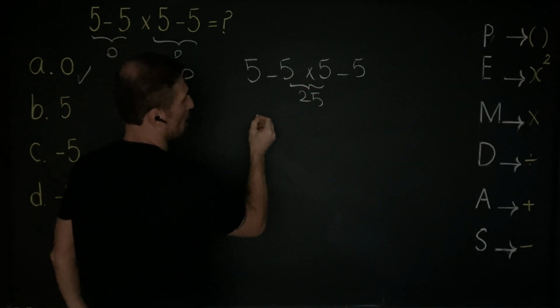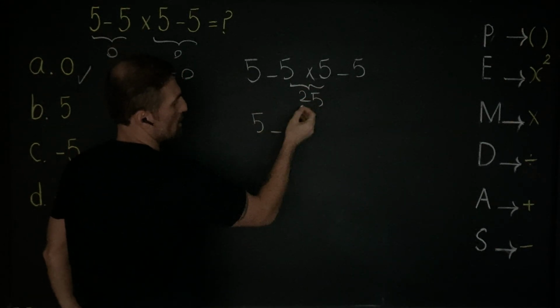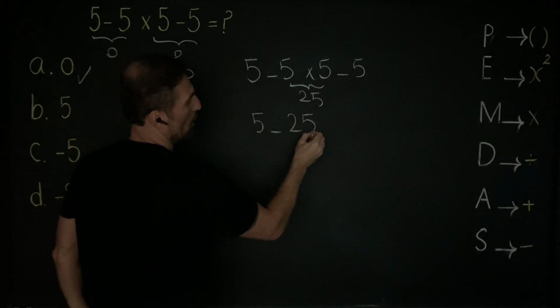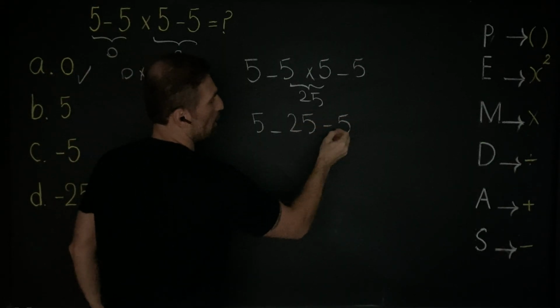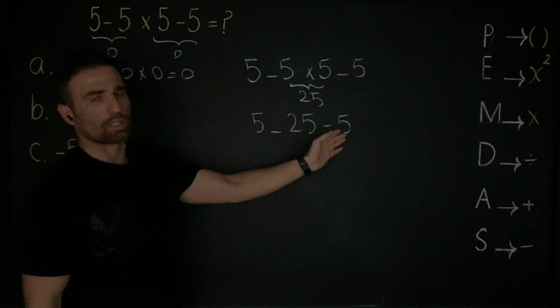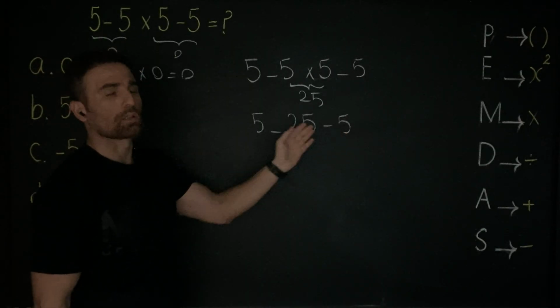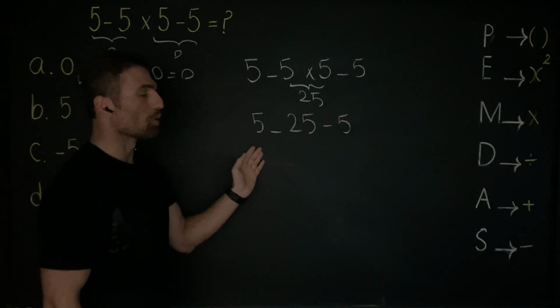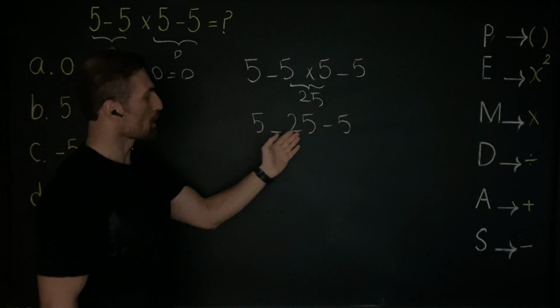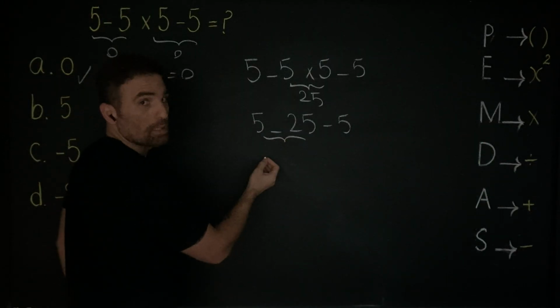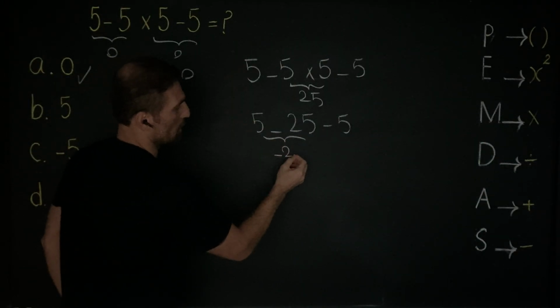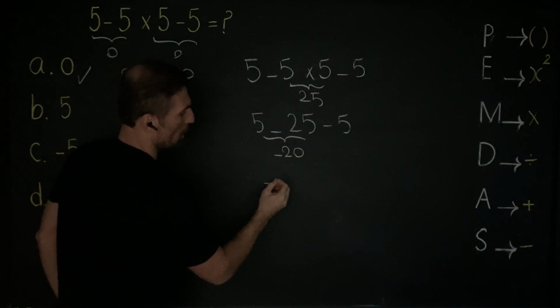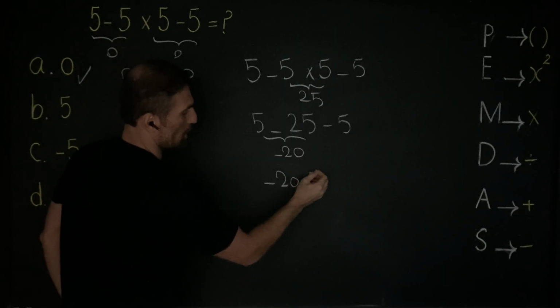Let me rewrite it. 5 minus 25 minus 5. Now we have two subtraction. In this case, we need to start from left and continue our work to the right. So 5 minus 25 is going to be negative 20. Let me write it, negative 20 minus 5.